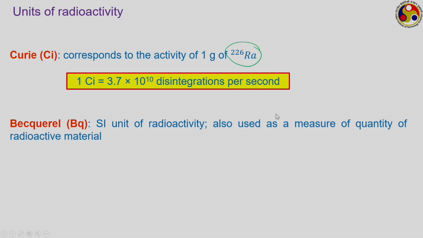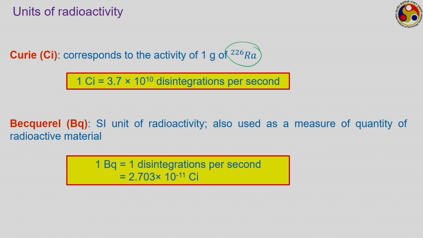But it is usually a very large number to deal with. So, quite often the lesser unit, or the SI unit of radioactivity, is the Becquerel. Henry Becquerel was actually the first person who observed this phenomenon of radioactivity, but failed to understand the underlying physics, which was later explored by the Curie family. So, becquerel is the SI unit of radioactivity. It is also a measure of the quantity of radioactive material. 1 becquerel is just 1 disintegration per second.